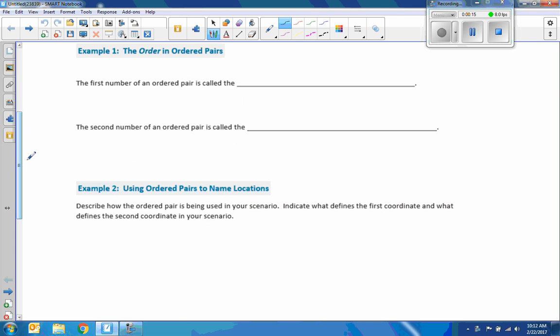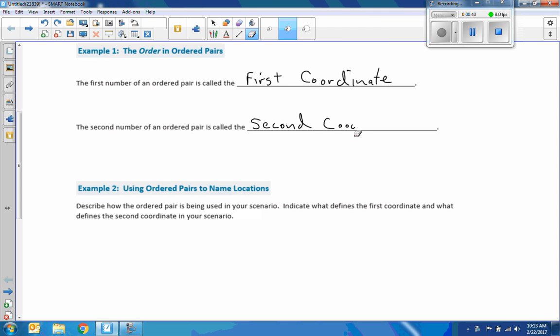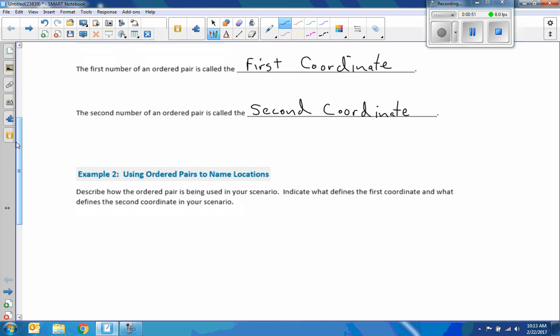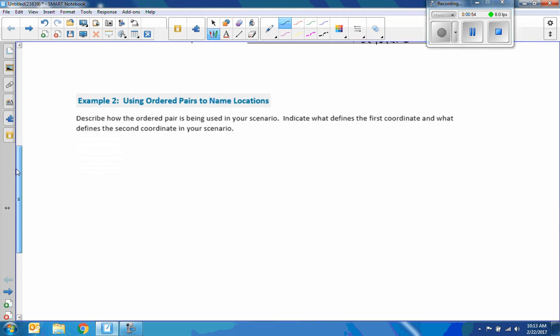Classwork, example 1, the order in ordered pairs. The first number of an ordered pair is called the first coordinate. The second number of an ordered pair is called the second coordinate. Okay, first coordinate, second coordinate. We'll go into more detail about that in upcoming lessons, but for now that's how we're going to call it.